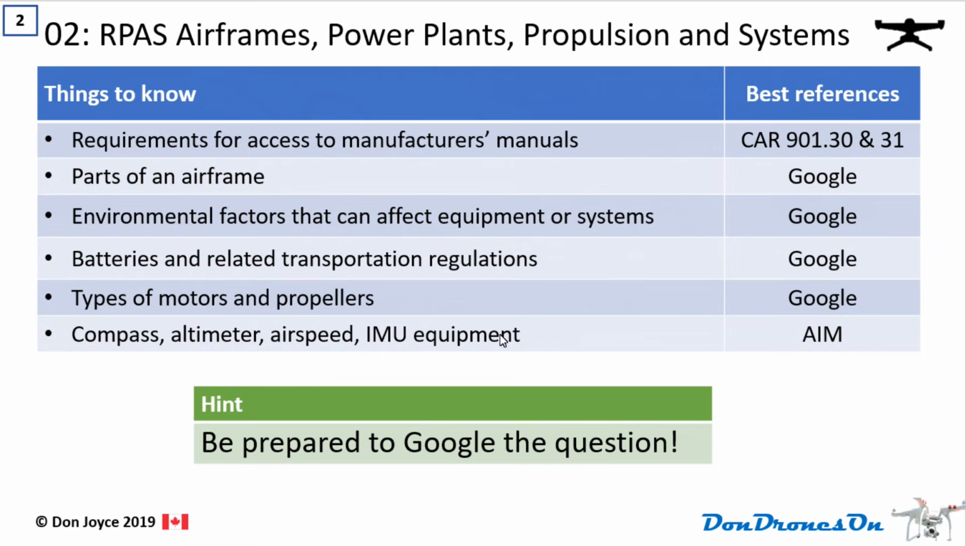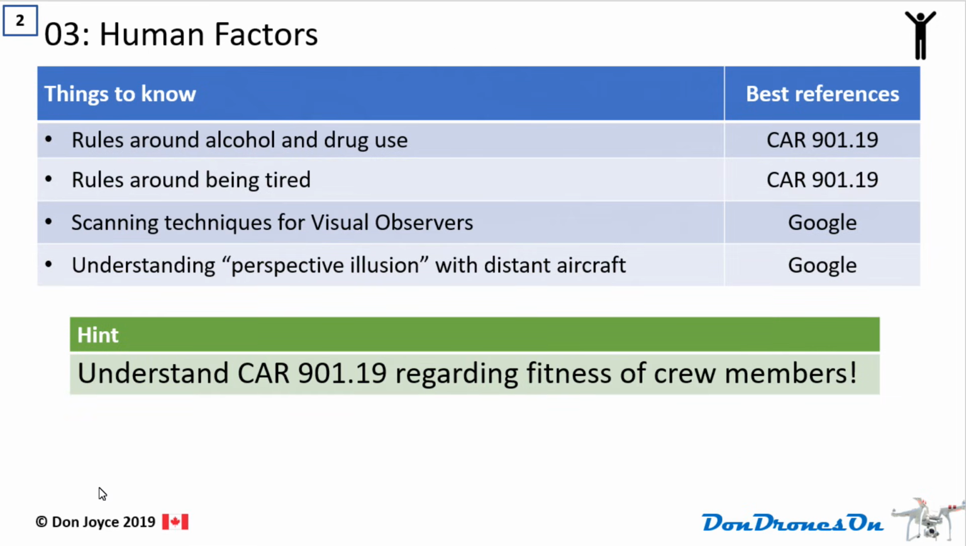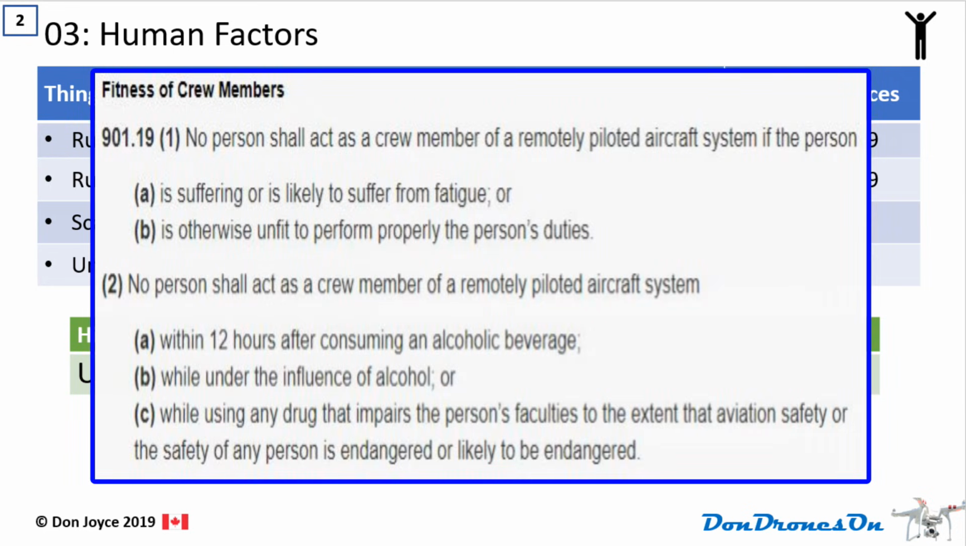Knowledge area number 3 is human factors, and there's 2 questions that you'll be given in this area. The most fundamental ones are all around the use of alcohol and drugs and being too tired to fly. So they're all encompassed in rule number 19. I suggest you read that rule, know it inside out, and be prepared to answer the question, where the magic answer is usually 12 hours.